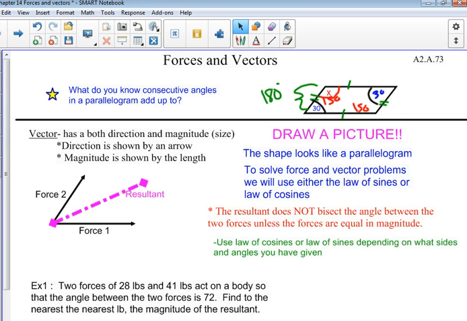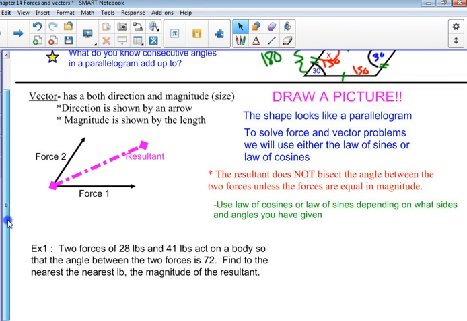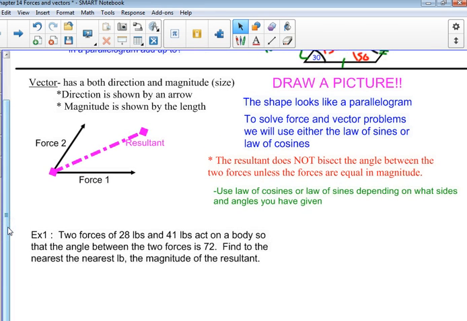So this force and vector idea, you guys will do this in physics, but it'll be a little bit more in depth. This is just kind of an intro to it. So a vector is something that has both direction and magnitude. Magnitude is like size. They show what direction it is by an arrow going that way, and the magnitude is shown by the length.